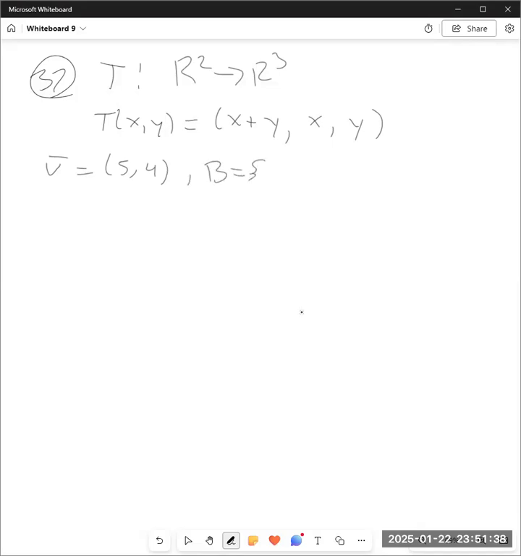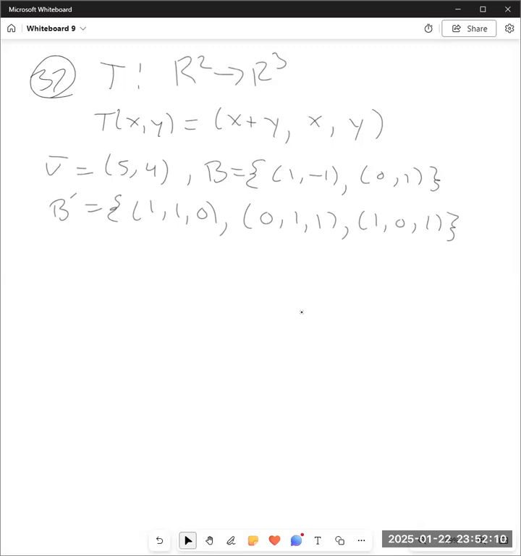B is given as 1, negative 1, 0, 1, and B prime is given as 1, 1, 0, 0, 1, 1, 1, 0, 1. So first thing, let's find the standard matrix.